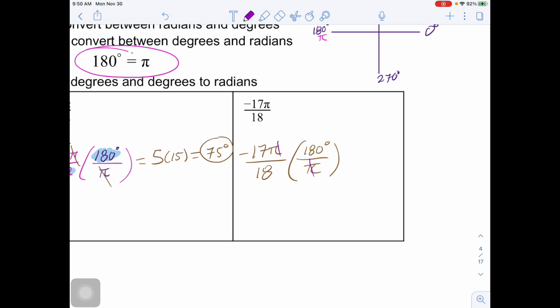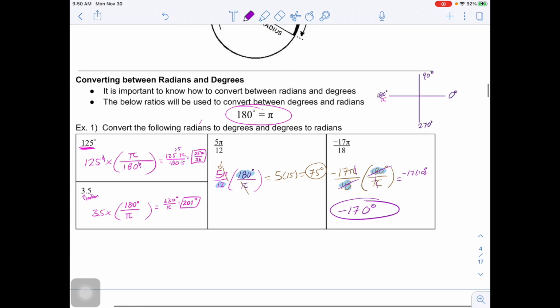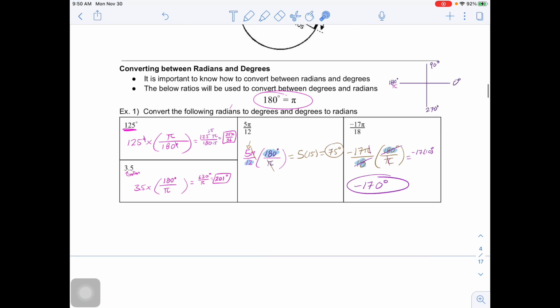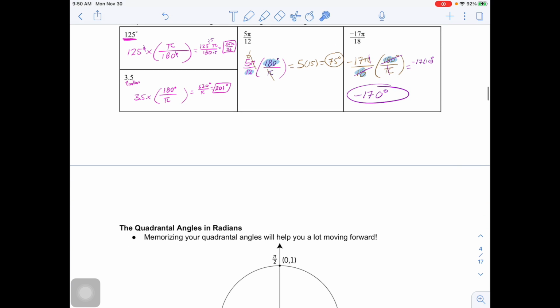And from here, 180 divided by 18, well, that's going to give me 10. So I get negative 17 times 10, and this is in degrees. And negative 17 times 10 gives me negative 170 degrees. So I've converted that radians into degrees. Okay. So let's move on.